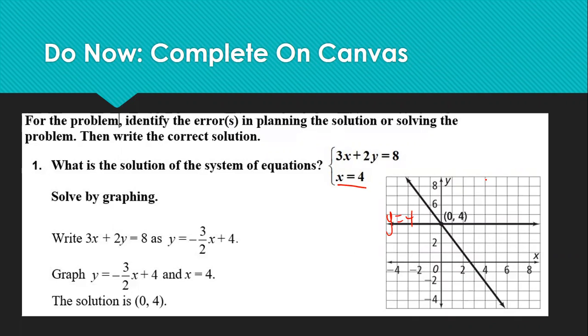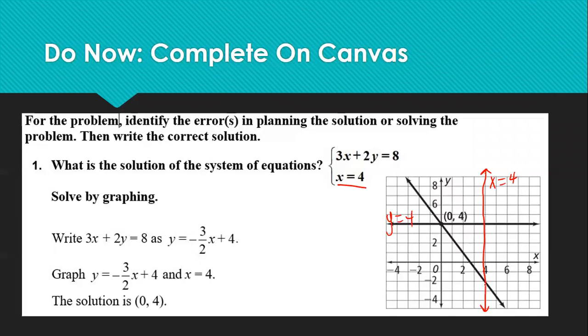You said it should be 4, comma 0. That's not what you said. That has nothing to do with... Yeah, I meant like this over here. No, that's not it at all. They graphed it wrong, Libby. The solution is wrong because they graphed it wrong.